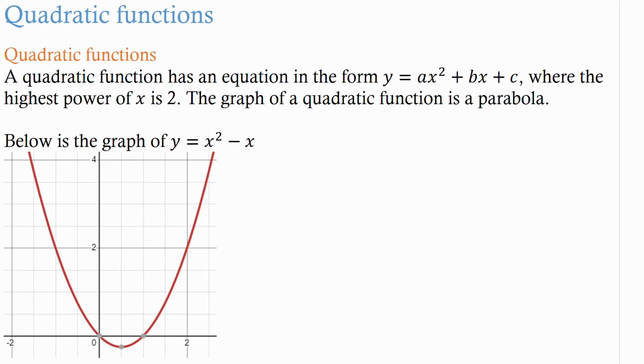But in this video, we're looking at quadratic functions. So a quadratic function has an equation in the form of usually y equals ax squared plus bx plus c, where the highest power of x is 2. When we graph these types of functions, it forms a parabola. Below you can see an example of a quadratic function, x squared minus x. That shape it's taken there is a parabola.